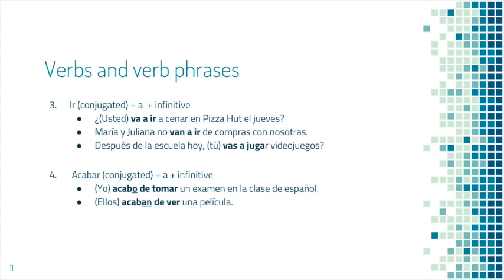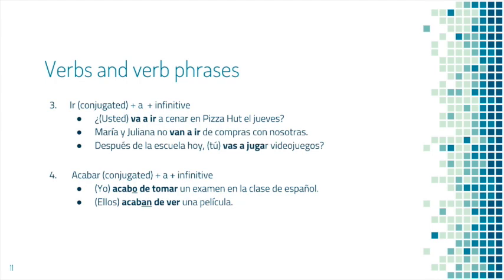So just a reminder, when we're using ir plus a plus infinitive, we're talking about going to do something in the future. And you need all three of those parts. So ir is going to be conjugated to match the subject, and then a, and then our infinitive form of the verb. So, por ejemplo, you can see in my first example, usted va a ir a cenar en Pizza Hut el jueves. Okay? So you can see va is our conjugated form of ir. We have a, and we have ir again as an infinitive, okay?